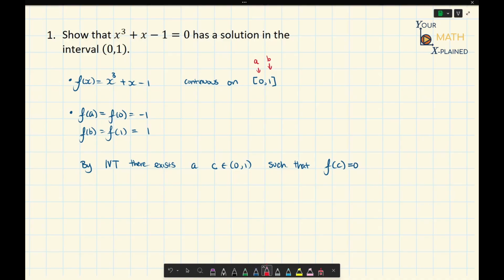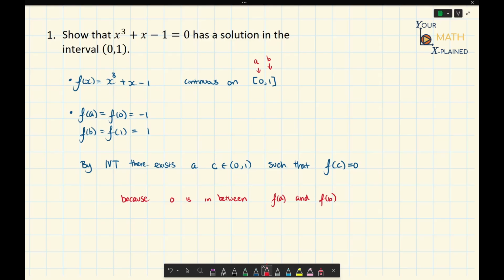And we can do that because 0 is in between -1 and 1, which are the values for our f of a and f of b. So again, notice that we didn't actually find the exact solution for x.